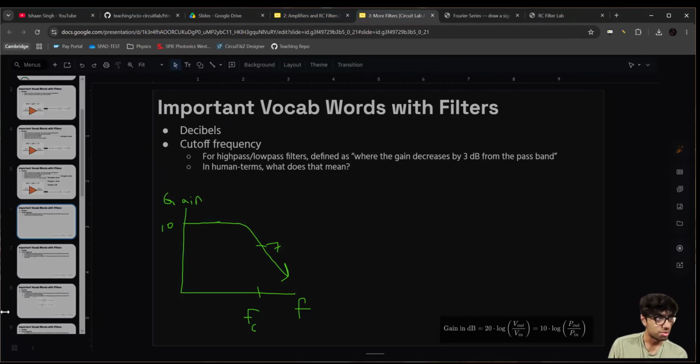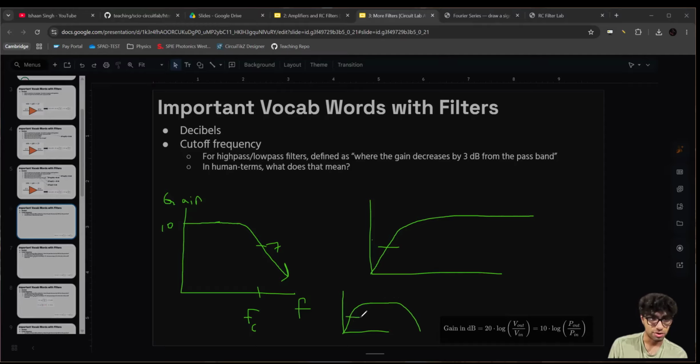This is not specific to low pass filters. It can apply to high pass filters, which would look something like this. Then your cutoff frequency would be around there. Or even band pass filters, which we'll talk about in a second, where you might have this. Then you just have 2 cutoff frequencies, a low and a high.